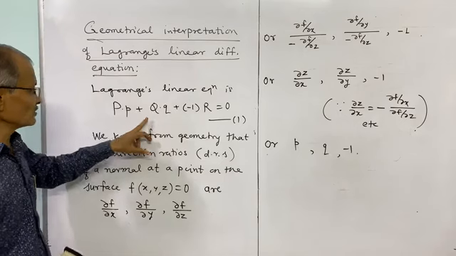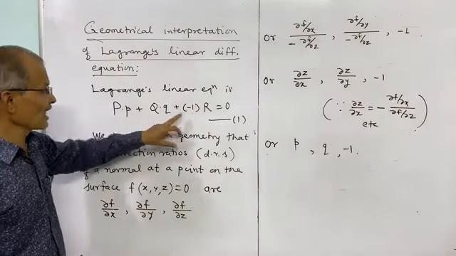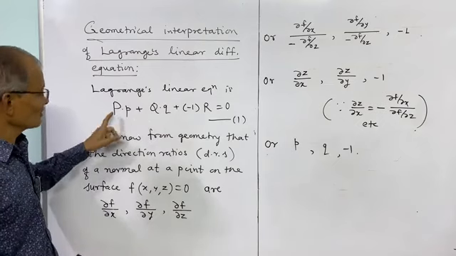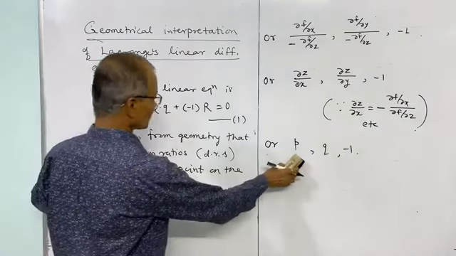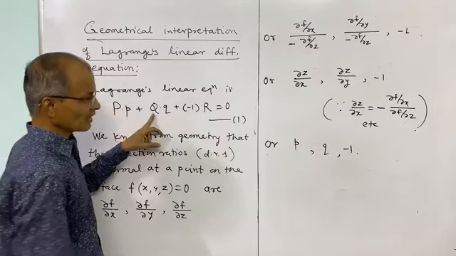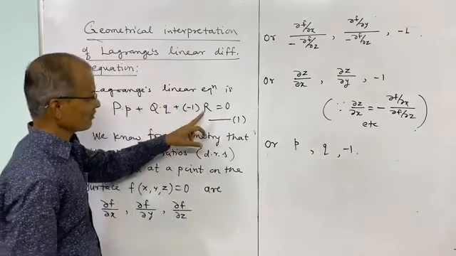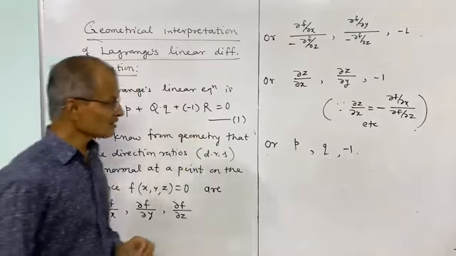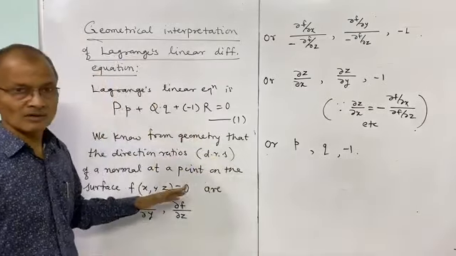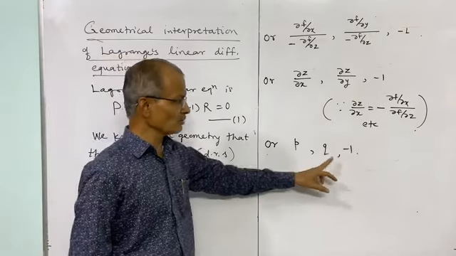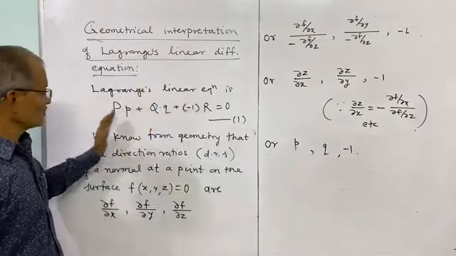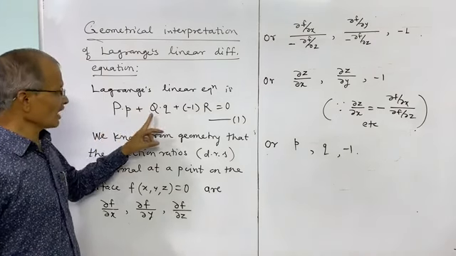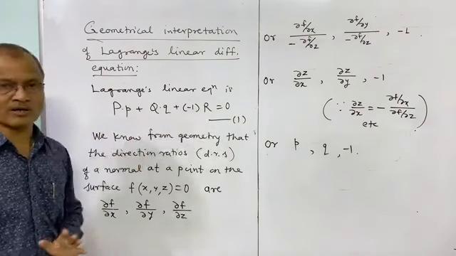So what it gives, p, q and minus 1 are here. This is the product of capital P into small p, capital Q into small q, and capital R into minus 1 is 0. This shows that the line whose DRs are p, q and minus 1, and the second line whose DRs are capital P, capital Q and capital R, are perpendicular to each other.